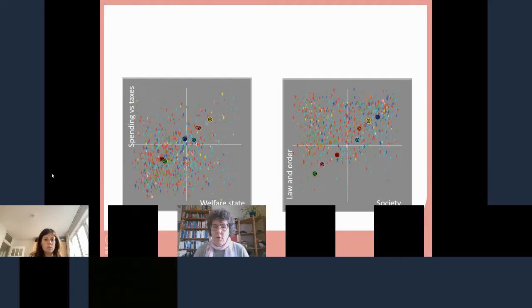On law and order, they are more right-wing, as shown by being higher up here, because this is the Y dimension. And on the society issue, like civic liberties, they are very widespread.